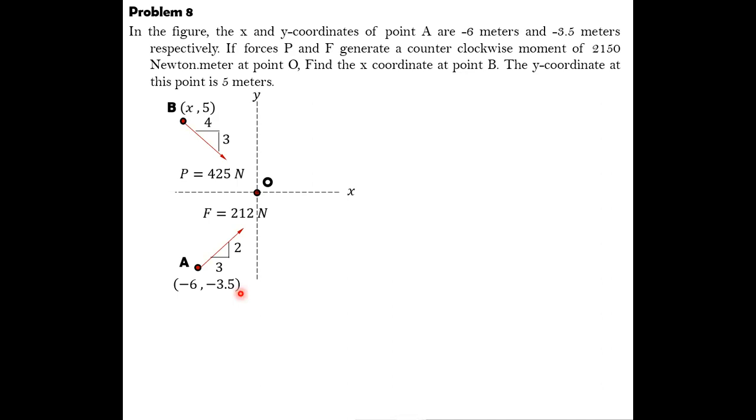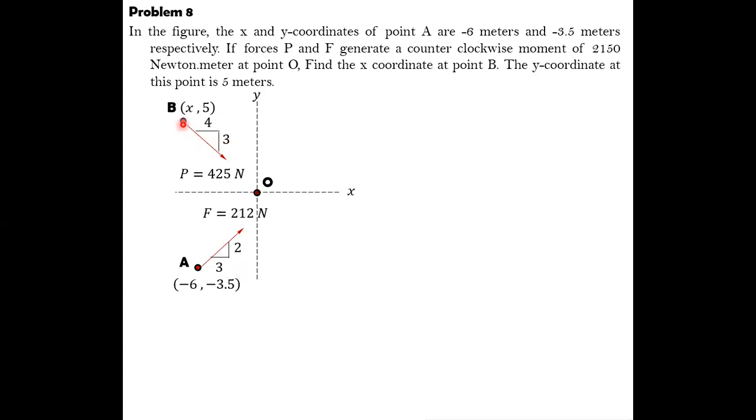Okay, so for further appreciation regarding moment of force, let us solve problem number 8. Now in the figure, the x and y coordinates of point A are -6 meters and -3.5 meters respectively. If forces P and F generate a counterclockwise moment of 2,150 Newton meter at point O, find the x coordinate at point B. The y coordinate at this point is 5 meters.